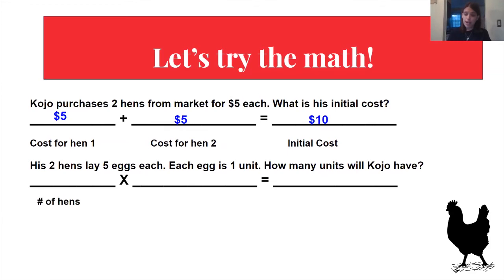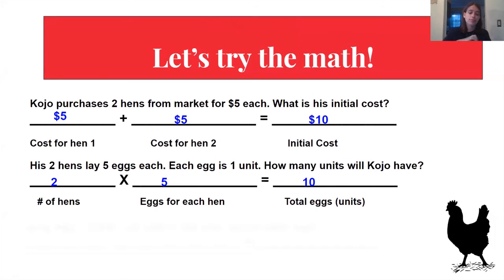So we take the number of hens that he has, and we multiply it by eggs for each hen. So how many eggs each hen laid? That's going to give us the total number of eggs, or number of units, or how much product he has to sell. So he has 2 hens. You times that by 5 eggs for each hen. That gives you 10 total eggs. So 5 times 2 is 10. So he has 10 eggs to sell.